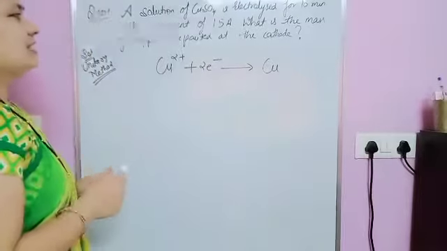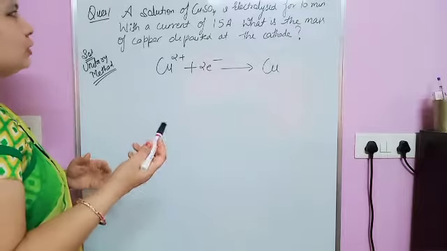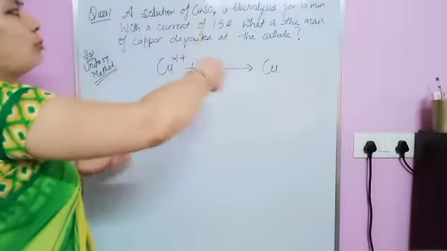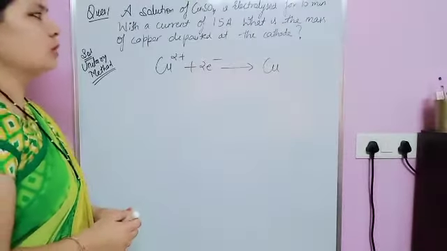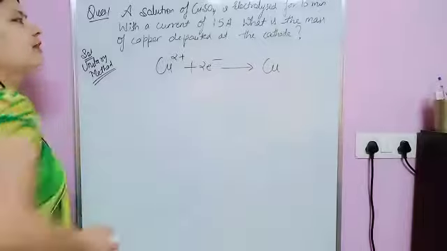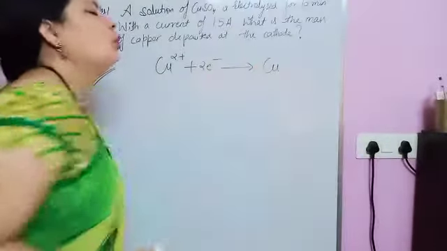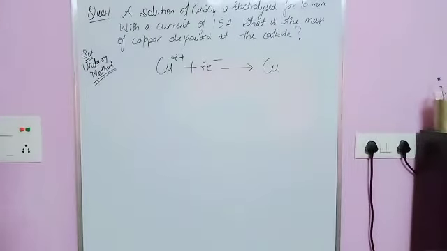Okay, now just see. Your question is: a solution of CuSO4 is electrolyzed for 10 minutes with a current of 1.5 ampere. What is the mass of copper deposited at the cathode? Now just see, suppose Cu2+ gains 2 electrons, then 1 mole of copper is formed. It is simple: Cu2+ plus gain of 2 electrons, then it becomes Cu.